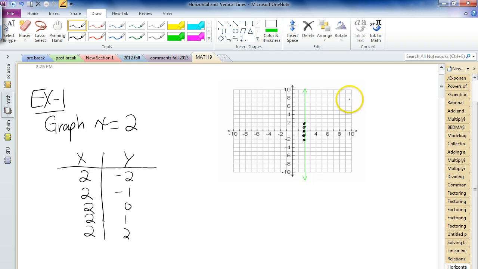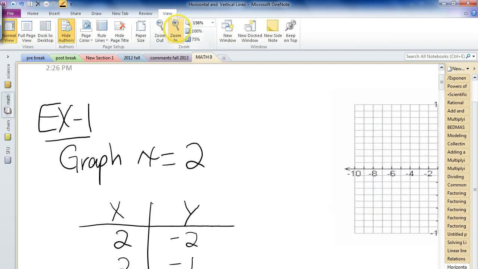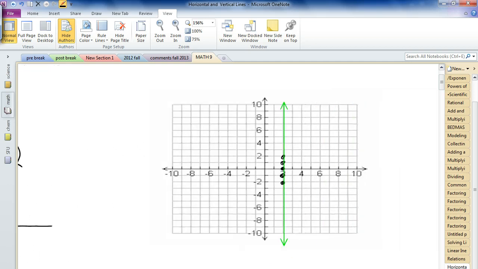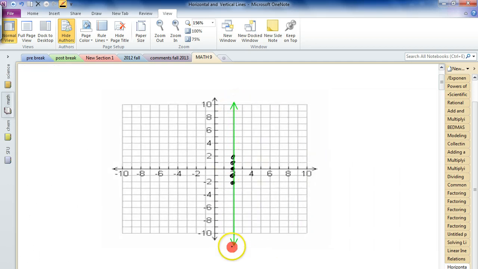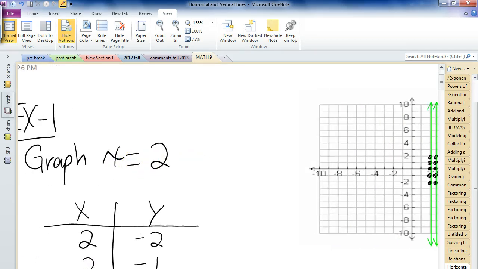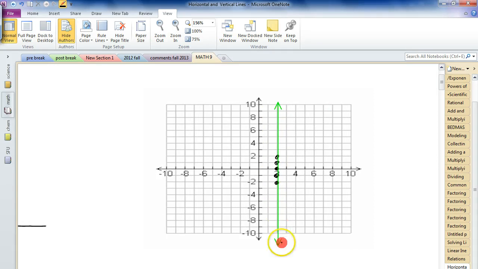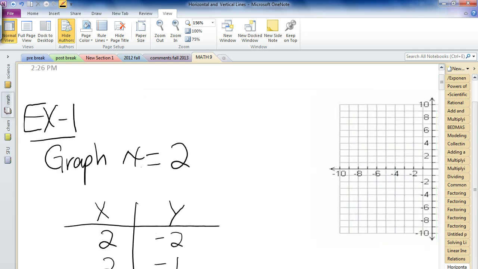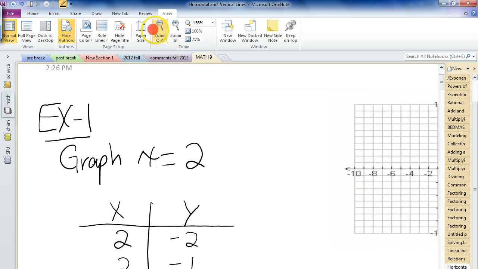Let's just zoom in because it's a little hard to see from far away. And our line is that. That is x equals 2. It's got a crazy slope. It doesn't even touch the y-axis. And so x is 2 looks like that. It's a straight up and down vertical line crossing at x is 2. That's it. They are funny looking.